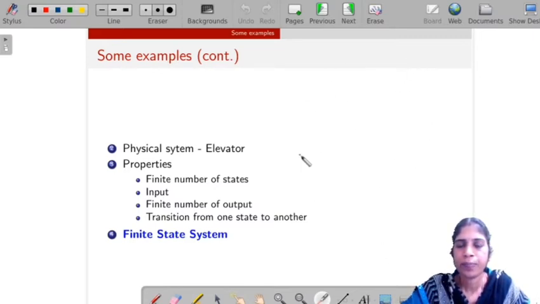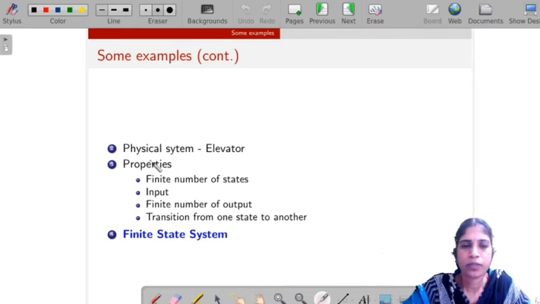We can consider each floor of the building as a state. Then the human request is the input. Based on the input, the elevator goes from one floor to another floor. So this system has a finite number of states. Each floor is a state. It is a 5-storied building, so there are 5 states. Then the input is the human request. The elevator starts from the ground floor, so the initial state is the ground floor.